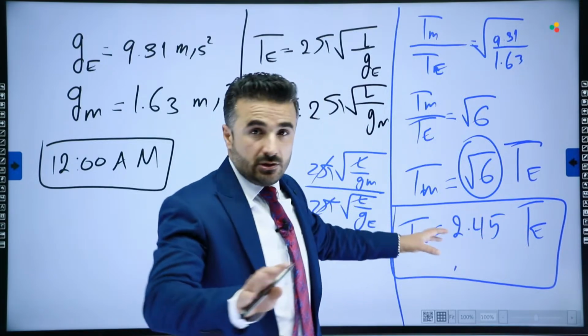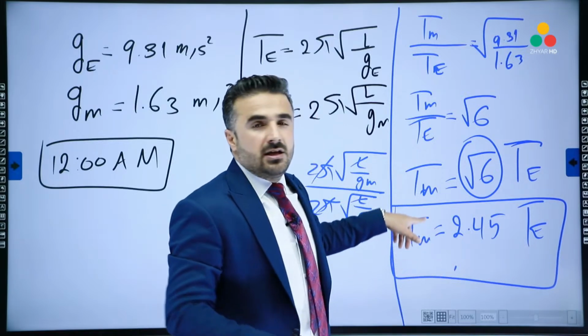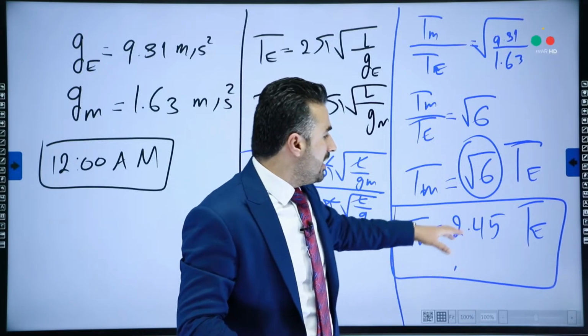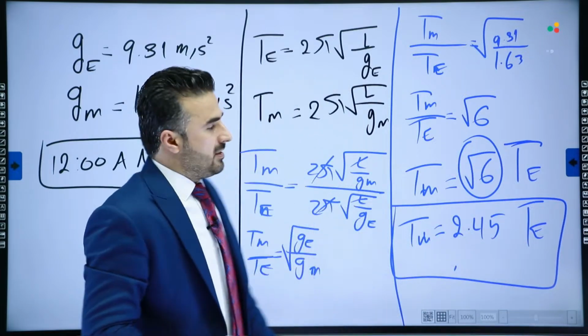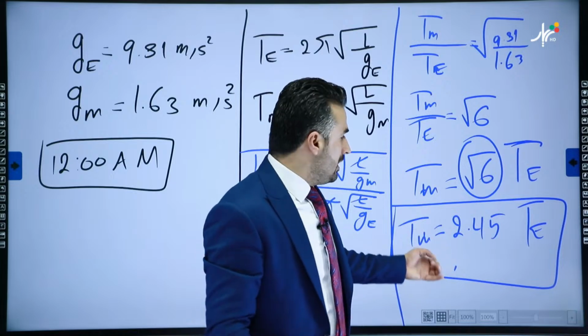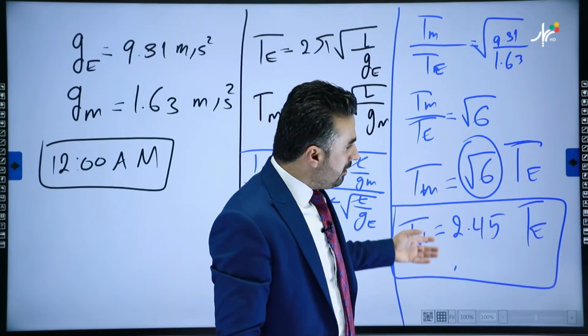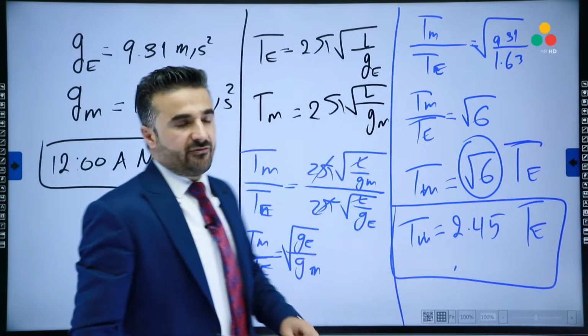Don't fall for this. But we can say the time or the period on the moon would be 2.45 times longer than the period of the Earth, or you can say the period on the moon will be bigger than the period on the Earth by a factor of 2.45.